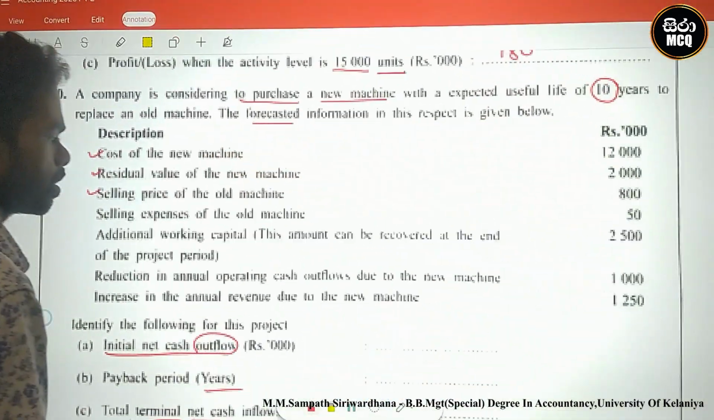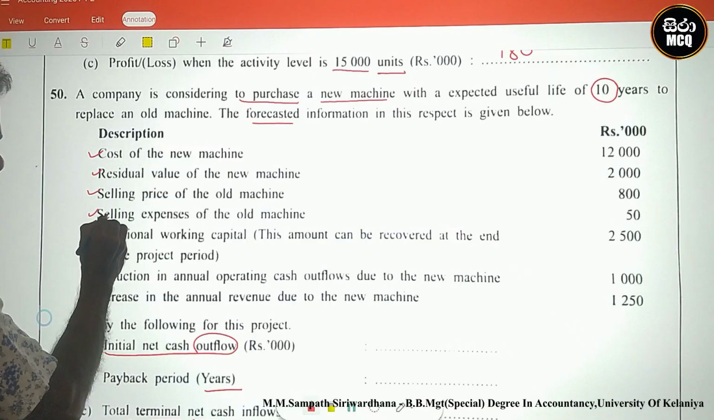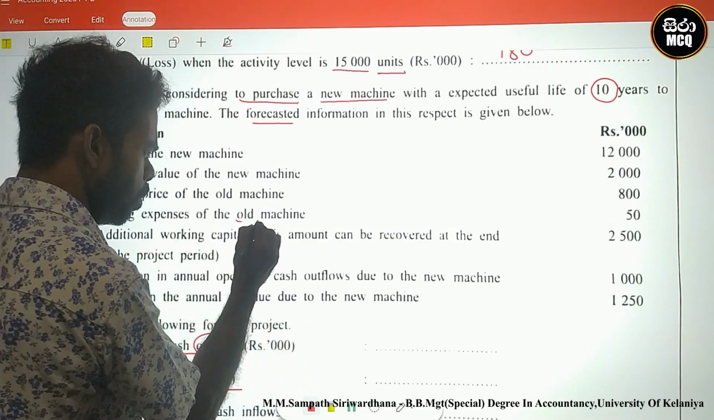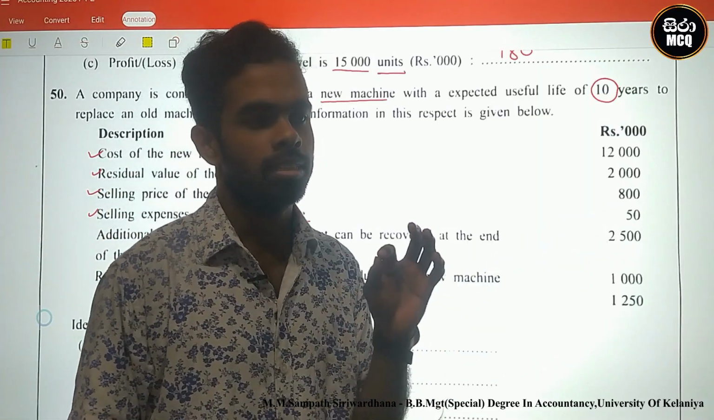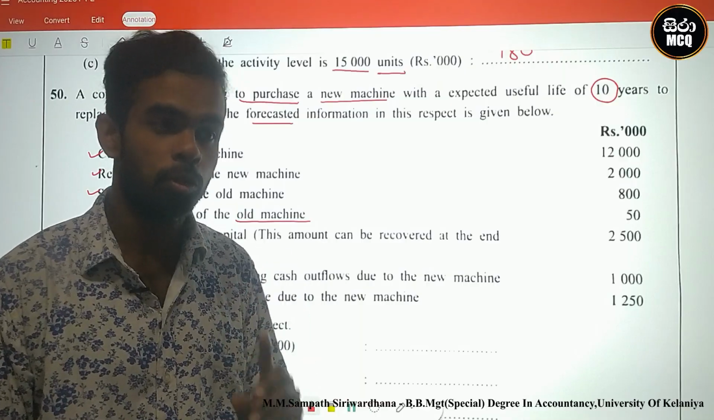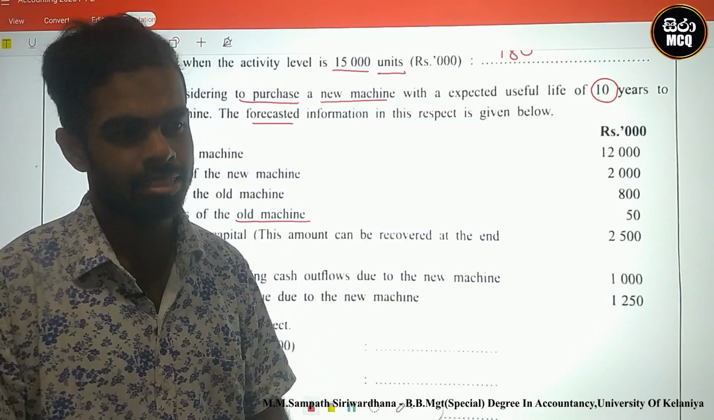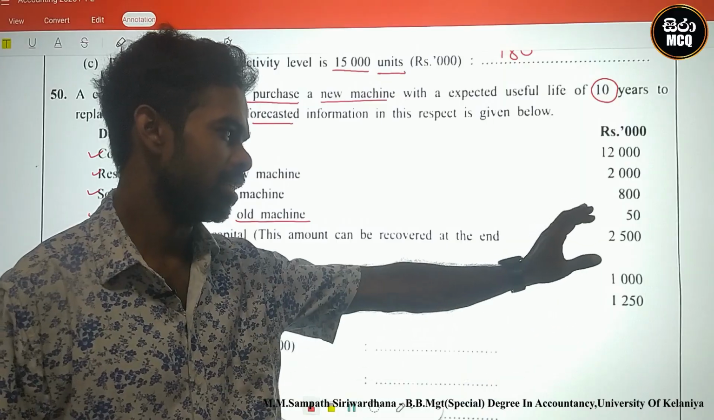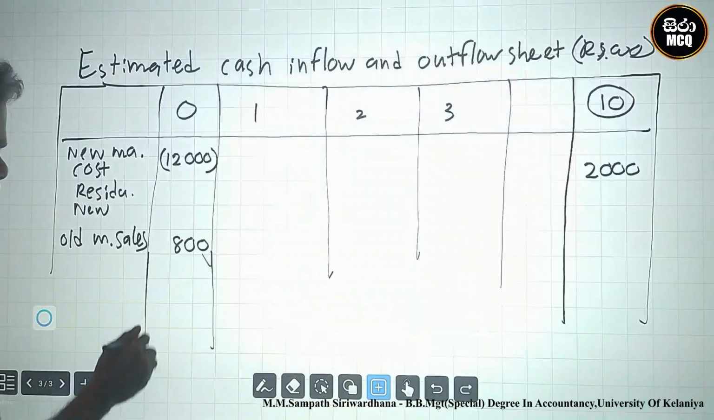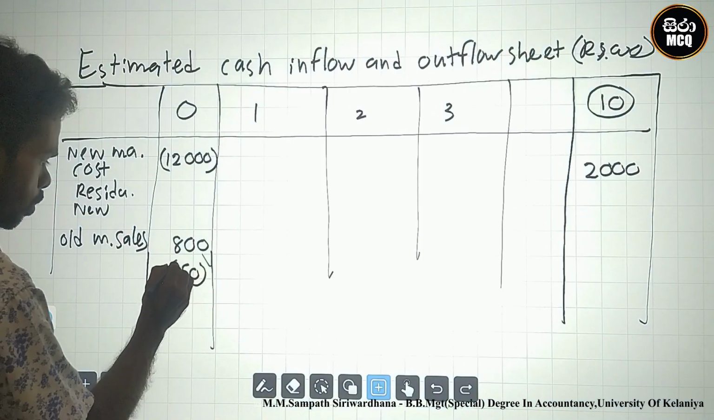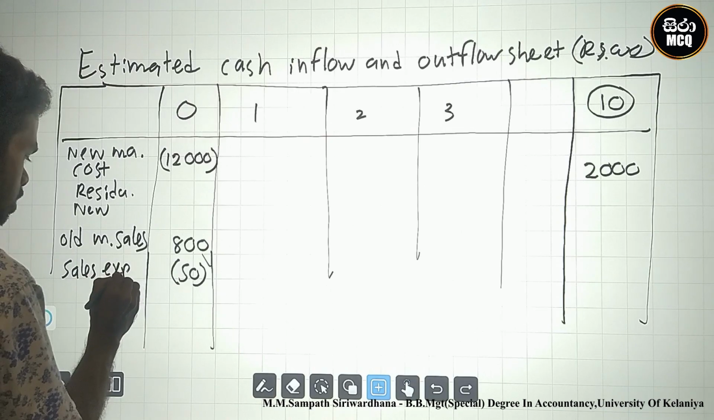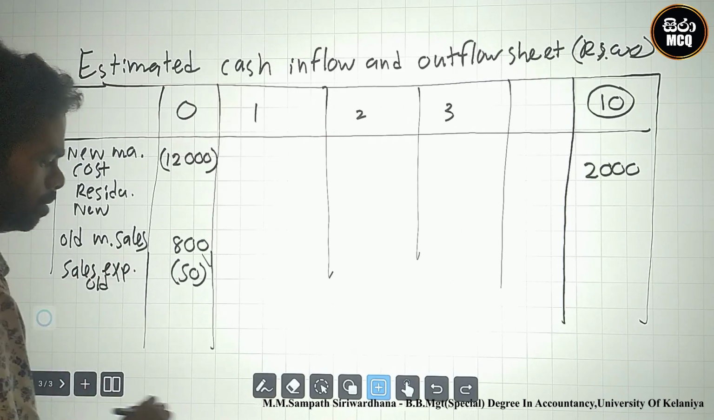Okay, next one is selling expenses. Expenses means outflow. Selling expenses of the old machine, 50. At the selling of the old machine in year 0, there are some expenses, some outflows incurred. This is a year 0 outflow, the sales expense of the old machine.